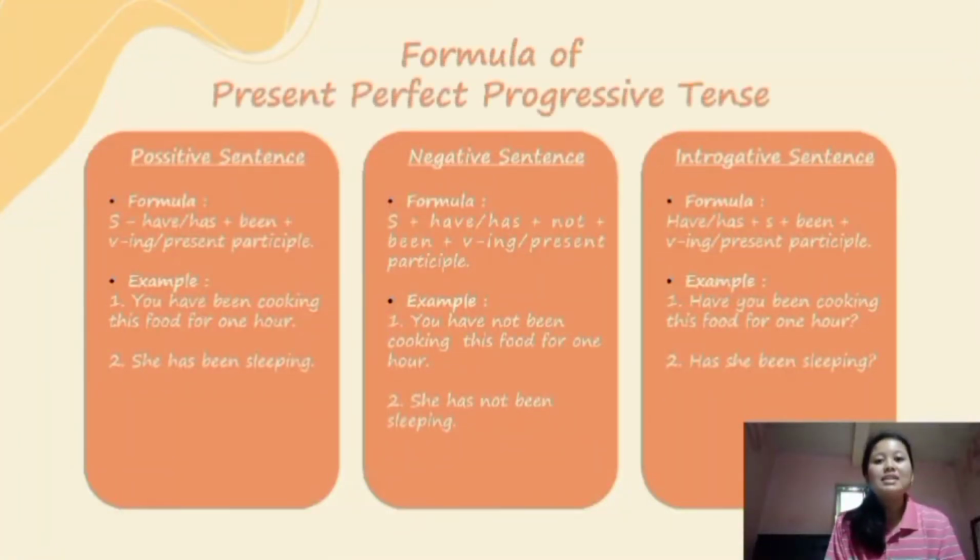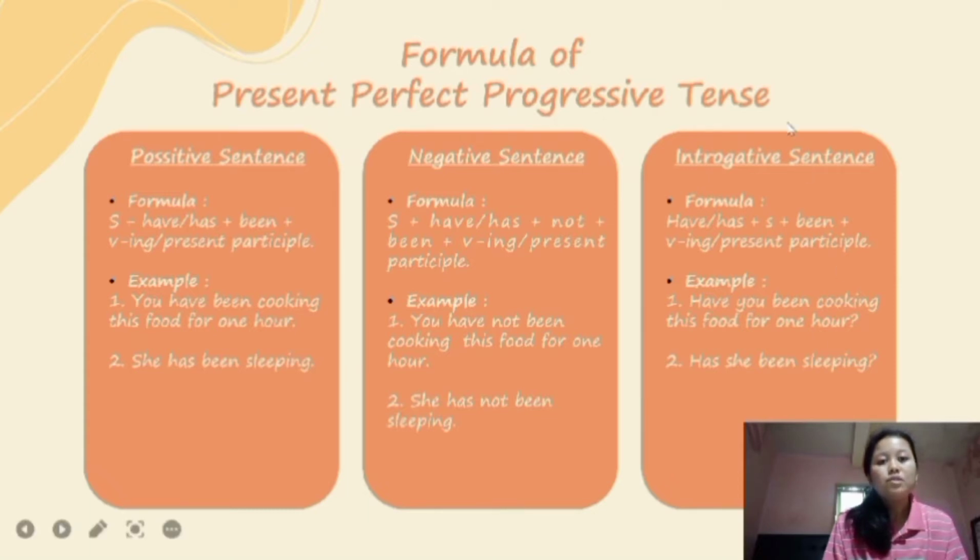So, that is Adit's explanation about this material, present perfect progressive tense. Next, I will continue the explanation. Introduce, my name is Tika and I will continue to explain about the formula of present perfect progressive or continuous tense. Present perfect continuous tense is formed with auxiliary verbs have or has, been, and present participle or ing.